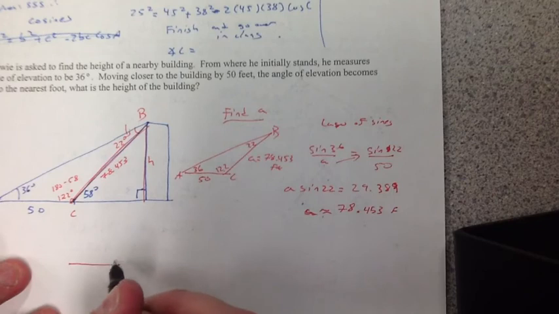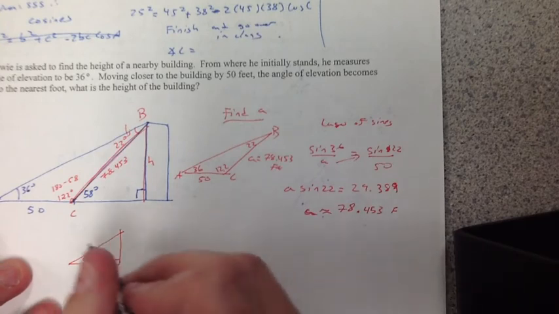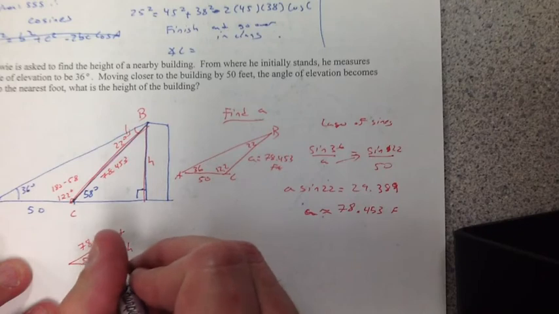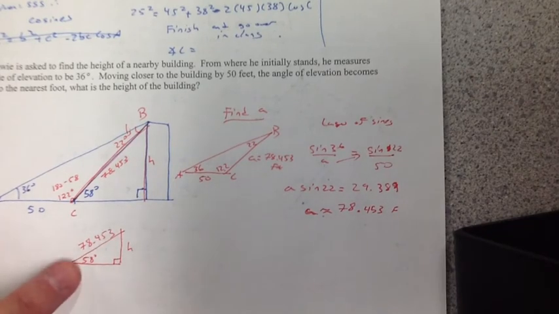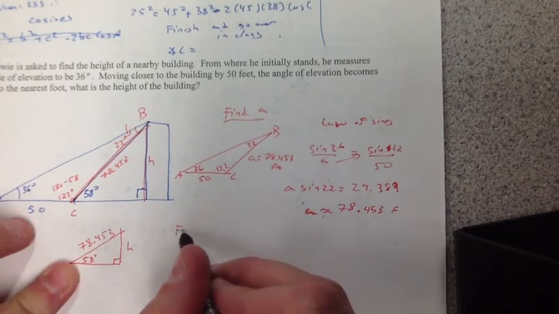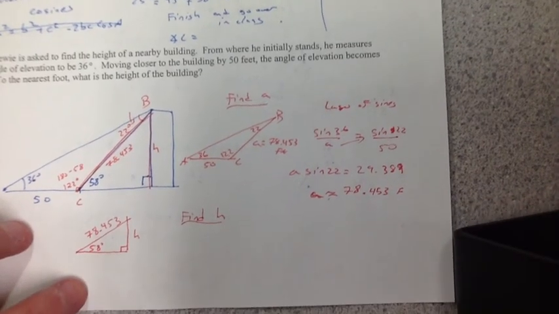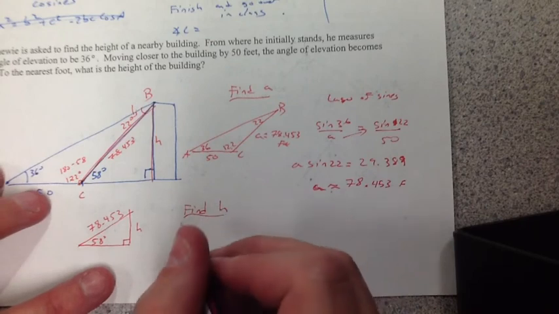Draw out your triangle, that right triangle part. Now just redraw it out. It's always good to redraw it out. This is 58 degrees. That's H. We know that this is 78.453. And now I can just use right triangle trigonometry to find H. These take a lot of practice to do, so you want to try these again tonight.